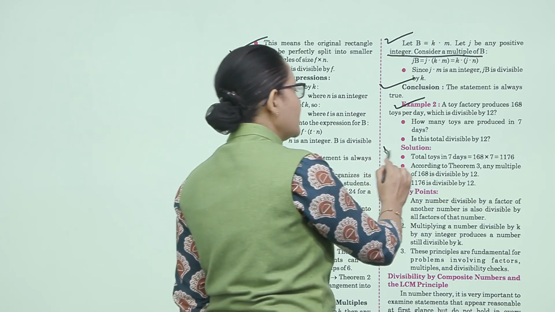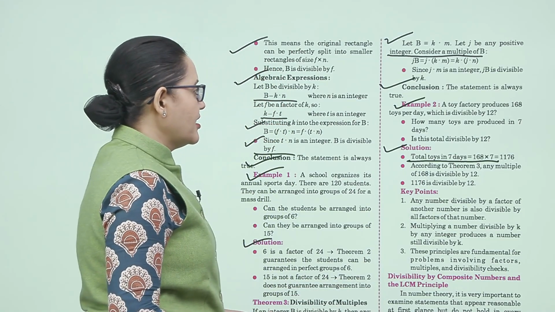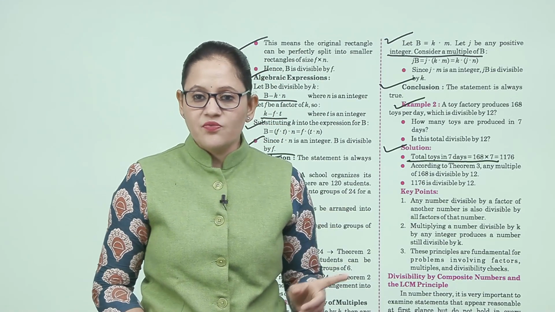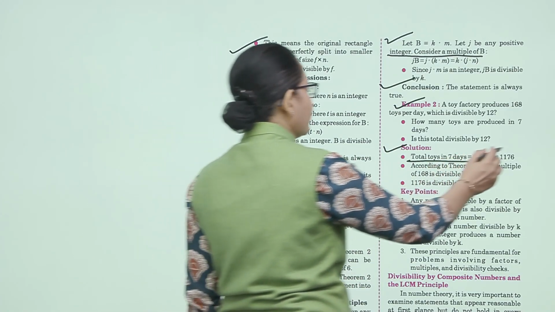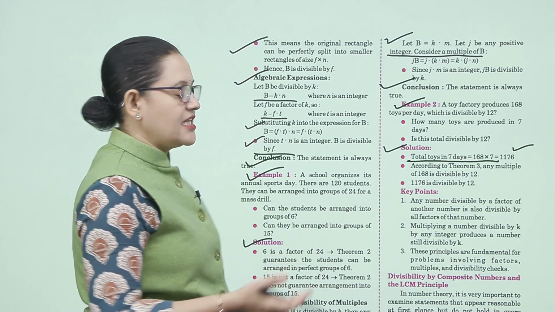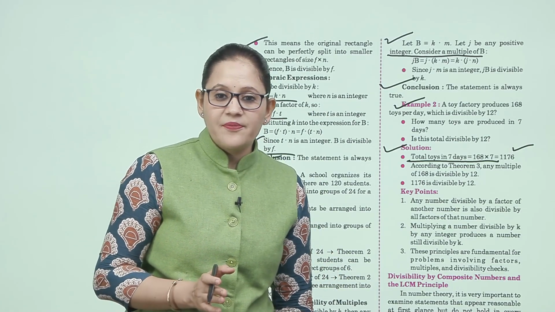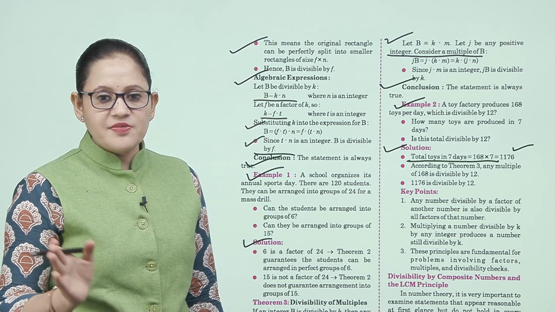Now, the solution. Total toys in 7 days: because per day it produces 168 toys, in 7 days it is 168 times 7, which is 1176. According to Theorem 3, any multiple of 168 is divisible by 12. So, 1176 is divisible by 12.